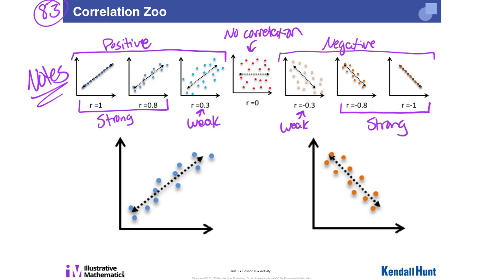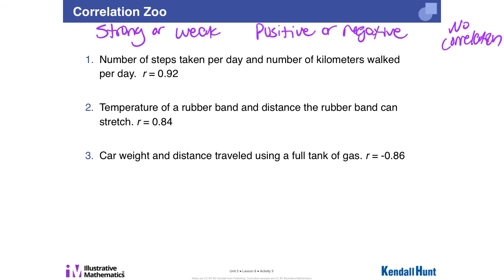So if I saw a relationship that looks like this one right here, I would say that this is a strong positive relationship or correlation. This one over here would be a strong negative relationship or a strong negative correlation. So in these next problems in your book, they're going to give you different scenarios, and you're going to decide first, is it a strong or weak relationship, and is it a positive or negative relationship? And then lastly, there is a possibility that there could be no correlation at all.